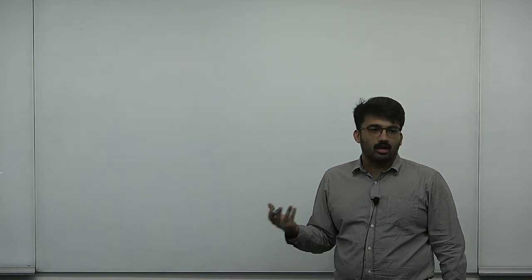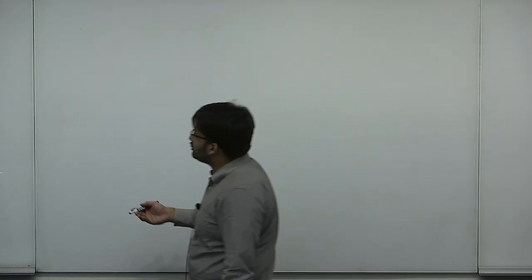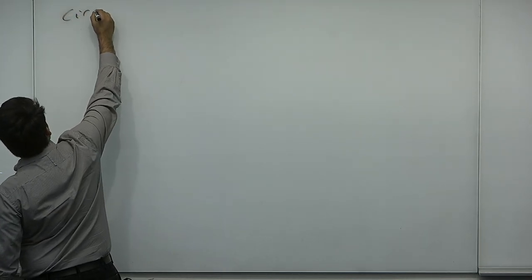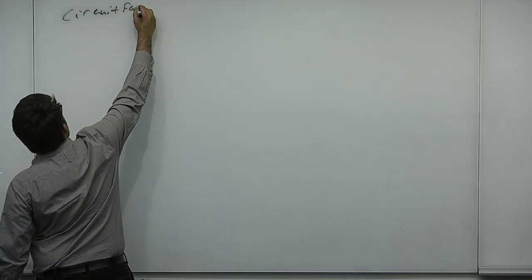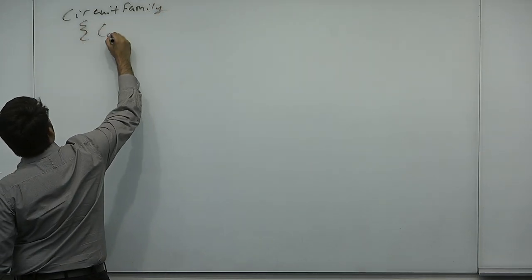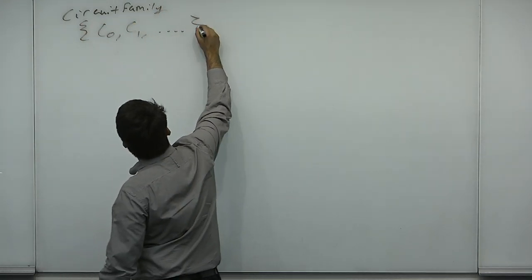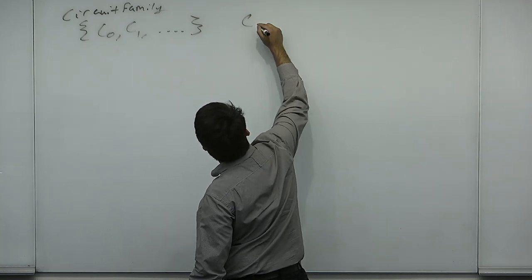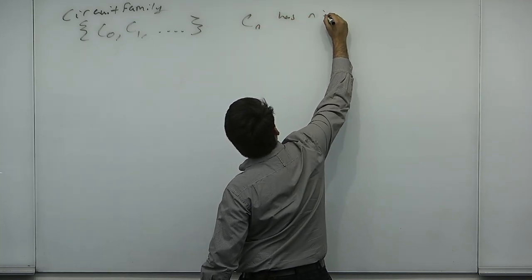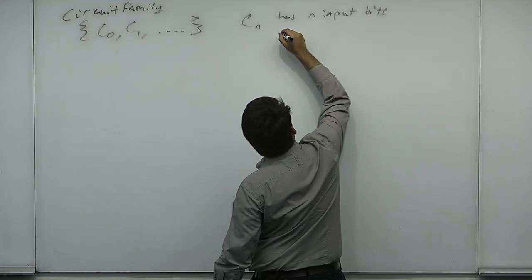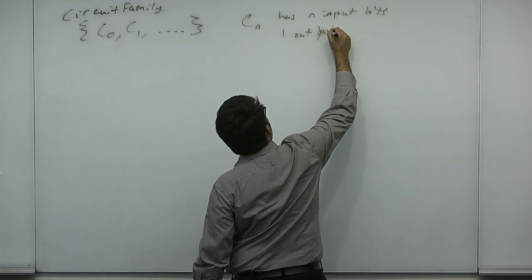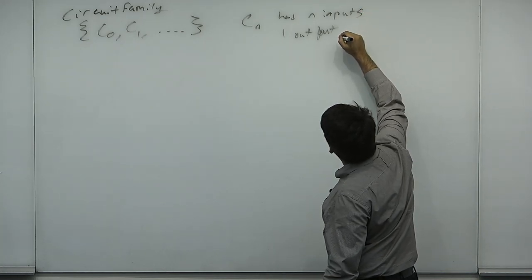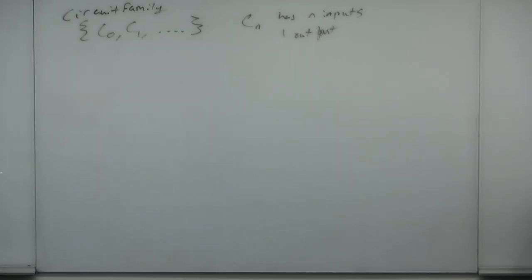So how do we model computation using circuits? We use this non-uniformity condition: instead of a single circuit, we define an infinite circuit family. A circuit family is a set of circuits, C0, C1, and so on, such that C of n has n input bits and 1 output bit, the output wire. You define a circuit family to be an infinite set of circuits. Each circuit computes on inputs of exactly length n.